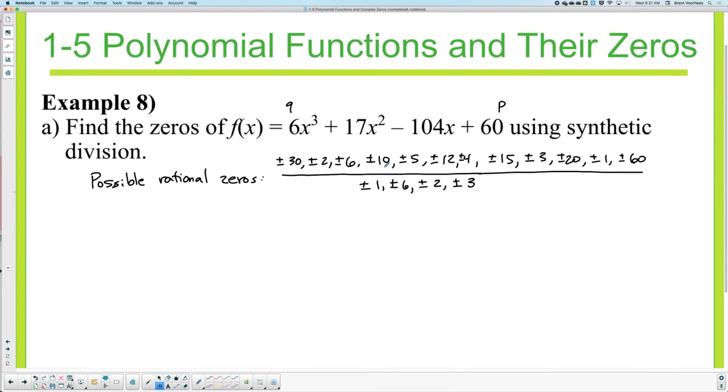10 divided by 1 is 10. 60 divided by 6 is 10. 30 divided by 3 is 10. 20 divided by 2 is 10. You won't have to do repeating. Okay, so the list would shrink a little bit, but that's a long list. So I'm still going to use our calculator. So let's go use some technology.